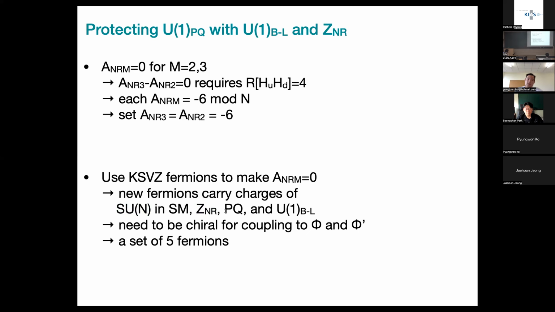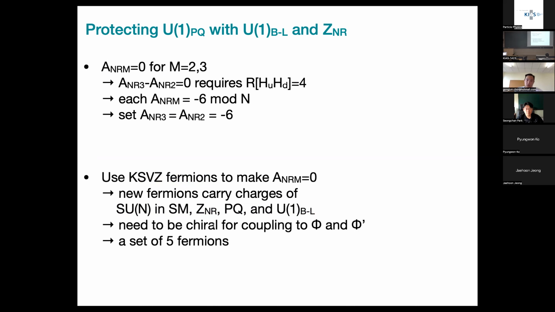But as I told you, in this two U(1) story, because each of the scalars carries the Peccei-Quinn charge and U(1) B minus L charge, the KSVZ fermion is coupled to those scalars. They should also carry the U(1) B minus L charge, okay? So the KSVZ fermions are going to carry all these charges in this model, in this theory. And we know that for their U(1) charge assignments, they need to be chiral, okay?